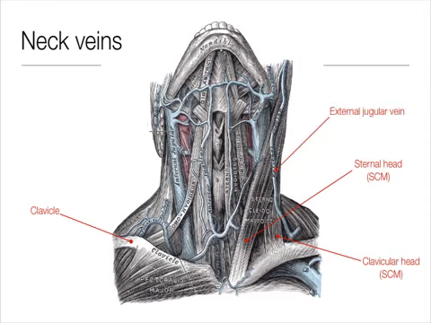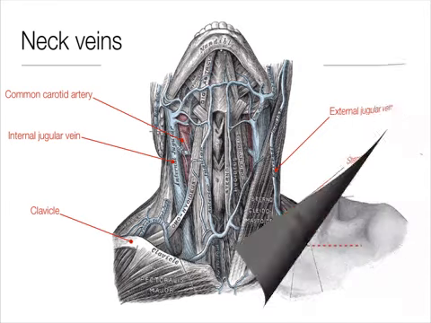The external jugular vein runs over the sternocleidomastoid muscle, whilst underneath it runs the internal jugular vein, the inferior portion of which can be found in between the heads of the sternocleidomastoid muscle. Lying next to the internal jugular vein is the common carotid artery, where you'll be feeling for a carotid pulse, and this runs in the carotid sheath along with the vagus nerve.